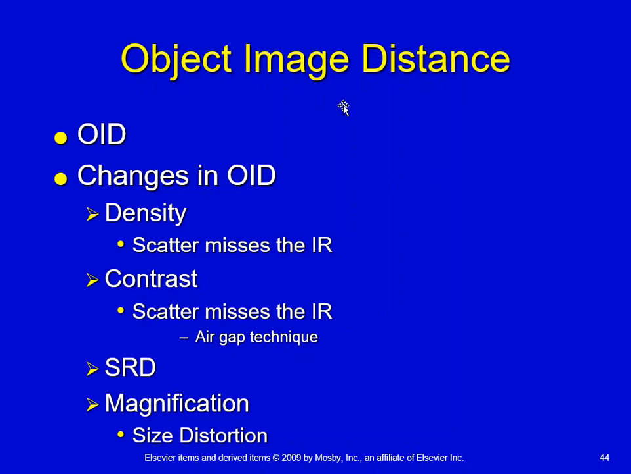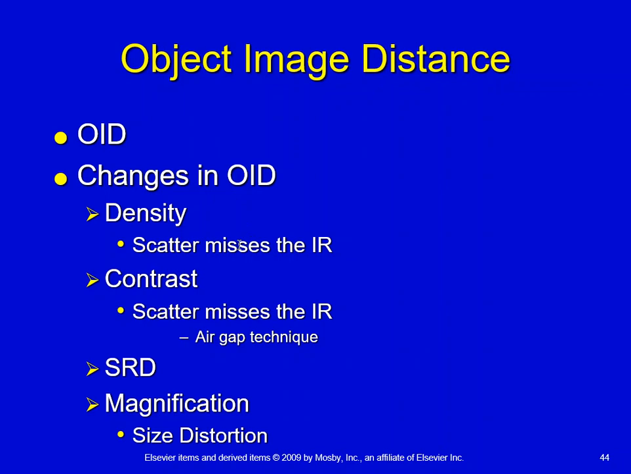So object image distance, you also know what that is. That is your OID. So with changes in OID, you get a change in density, and it's not because of the inverse square law, it's because of the air gap technique. So you increase your OID, and especially in tissues where you cast a lot of scatter radiation, that scatter radiation might be projected off of the image receptor, so it completely misses the image receptor, and it reduces the exposure in the anatomy of interest.